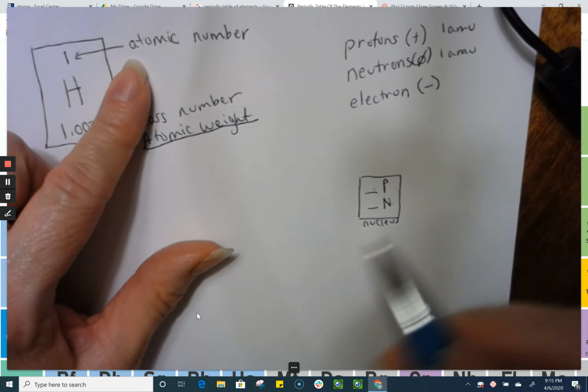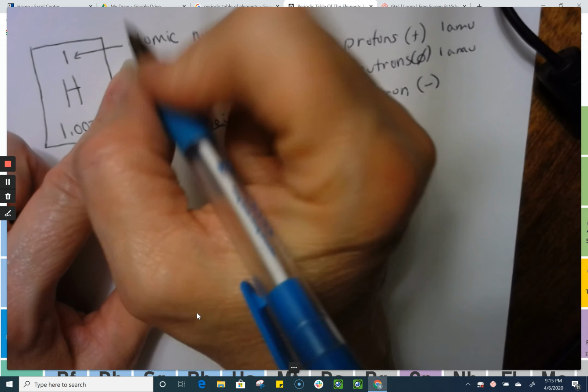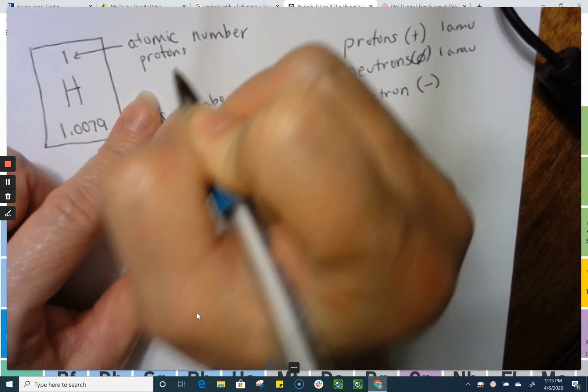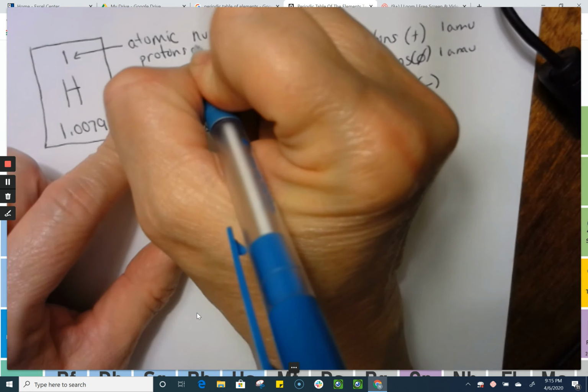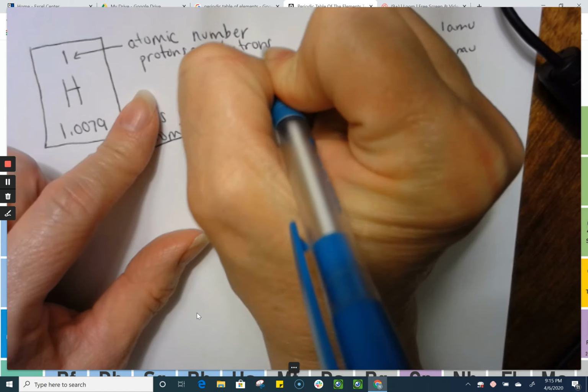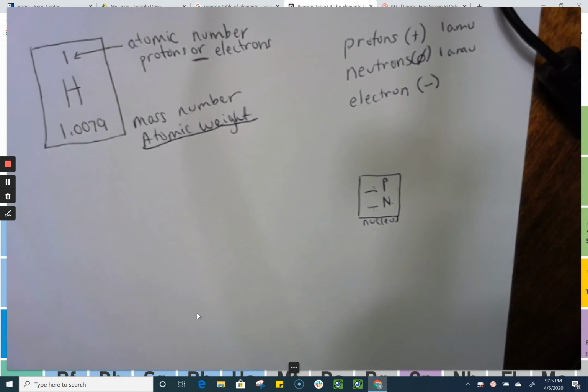So basically the atomic number tells you the number of protons, or it can tell you the number of electrons. The reason I'm using the word "or" is that if I say it tells you the number of protons and electrons, sometimes people get confused and think the number is a combination of both. Actually, that number tells you the protons, and it's also the number of electrons.